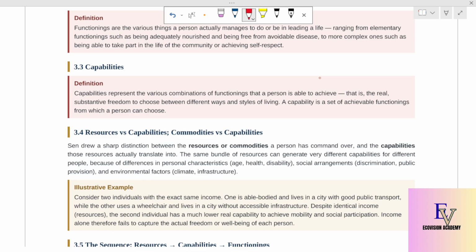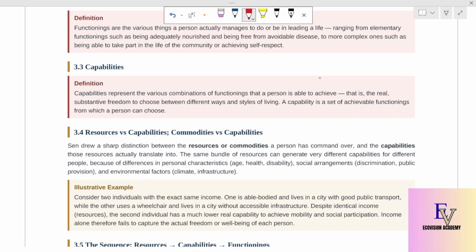Because there may be differences in the characteristics of each and every person. Suppose my age and your age are not the same, my health and your health are not the same. And there are climate factors, environmental factors, social arrangements, public provisions, or some discriminations. So there is some difference between resources and capabilities.